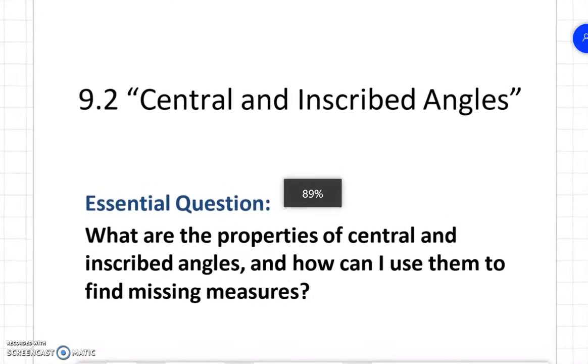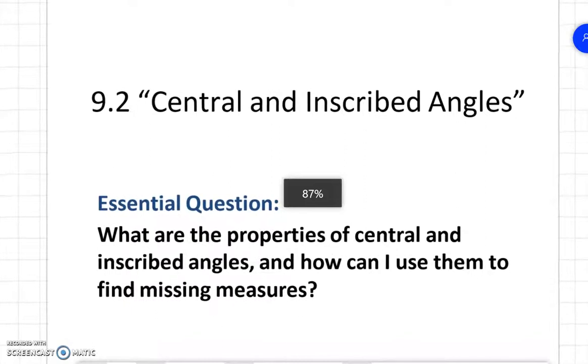9.2 notes, central and inscribed angles. What are the properties of central and inscribed angles? How can we use them to find missing measurements in circles?